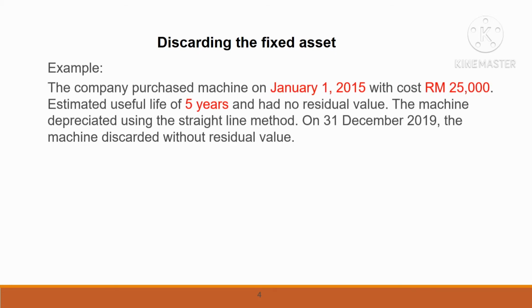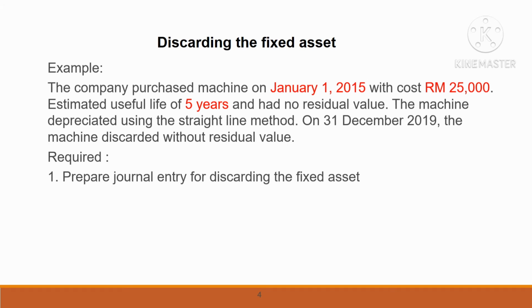Discarding the fixed asset. Example, the company purchased a machine on January 1st, 2015 with a cost of RM25,000. This asset had a useful life of 5 years and had no residual value. The machine was depreciated using the straight line method. At the end of 31st December, the machine was discarded without residual value. So, you are required to prepare the journal entry for discarding the fixed asset.